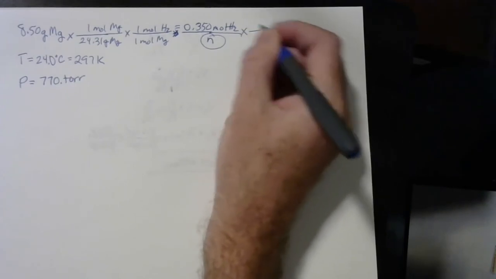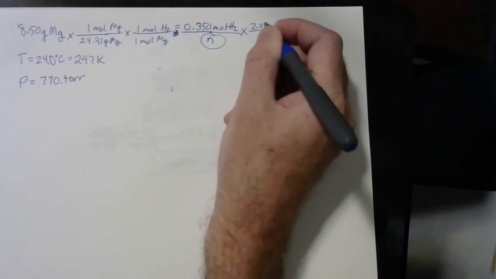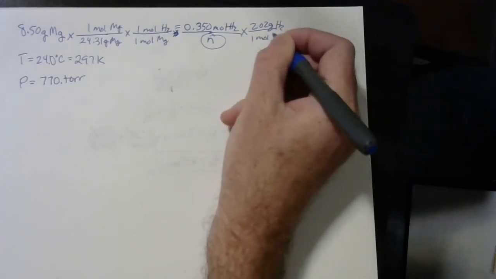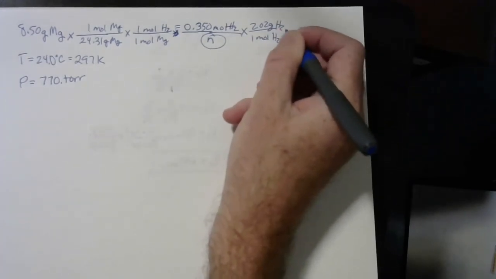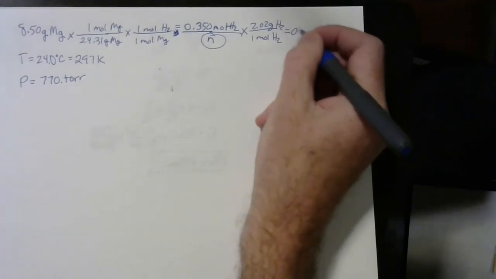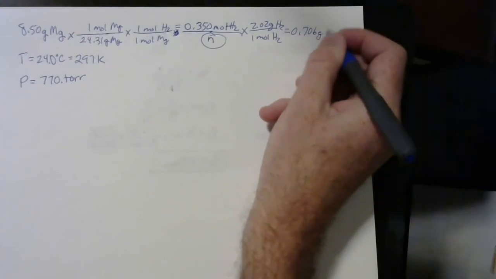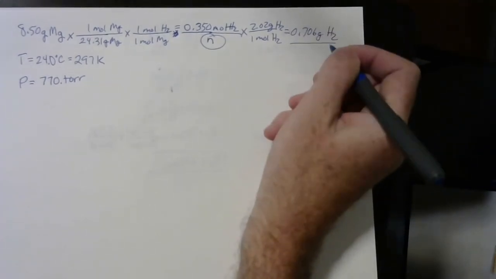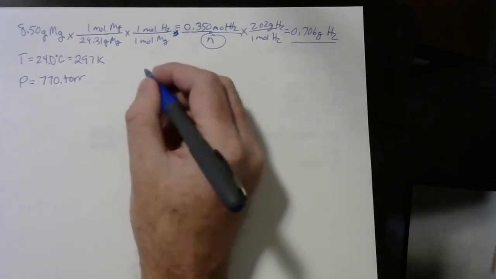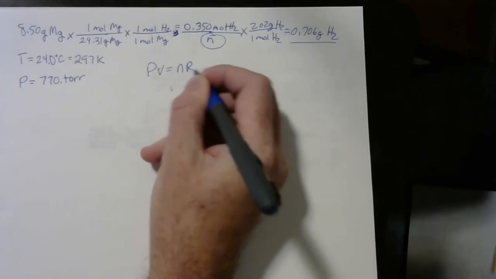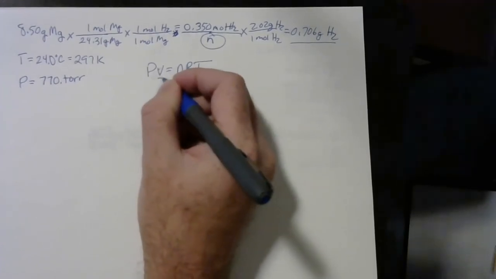Now we'll just go ahead and crank out the mass, 2.02 grams of H2 per 1 mole H2, and then we get 0.706 grams of H2 produced. That would be a result more like we get in chapter 3. But now we want to use PV equals nRT, find out the volume of gas produced.